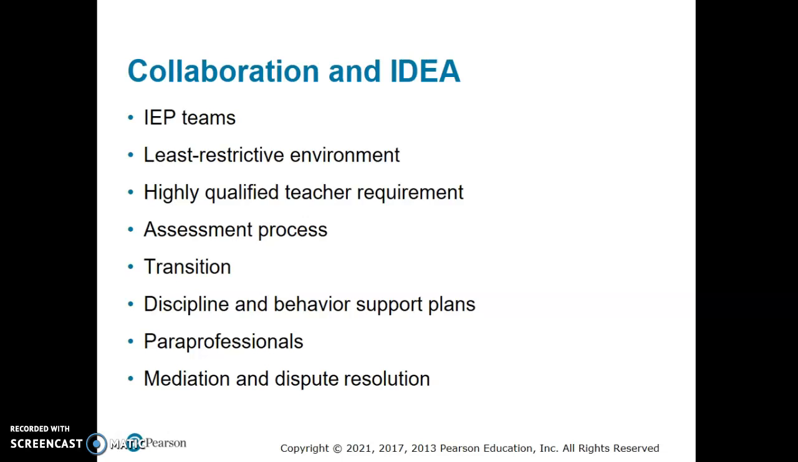The highly qualified teacher requirement, I think that this is a term that may change as we see administrations change. And in my day, highly qualified had to do with your teacher certification. So I'm highly qualified as a K-8 certificated teacher and an early childhood certificated teacher. And then I am qualified as a special education teacher because my minor is in special education. But highly qualified means that I hold that credential, and how we collaborate around building those highly qualified teachers. And then, of course, assessment processes, transition, discipline and behavior support plans, paraprofessionals, and then mediation and dispute resolution. These are all parts of collaboration and school-wide collaboration.